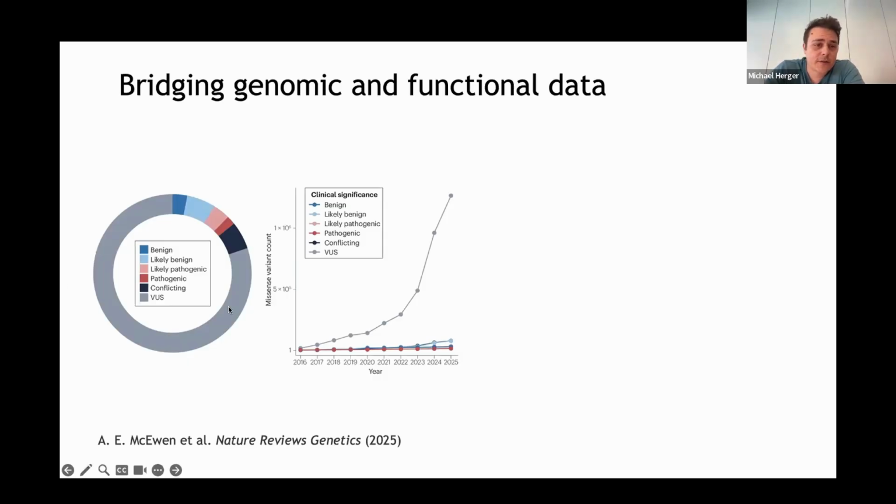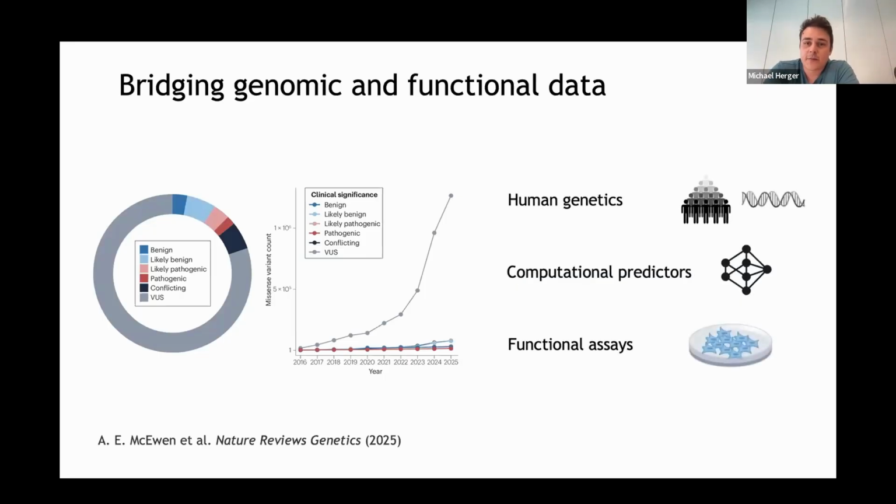Currently, the effects of most observed human variants are not fully understood, which is illustrated here using recent data from ClinVar. These variants of unknown clinical significance have also seen a stark increase over the last few years. For optimal patient care, as well as to illuminate disease mechanisms and develop better therapeutics, it is essential for us to bridge this gap between genomic and functional data.